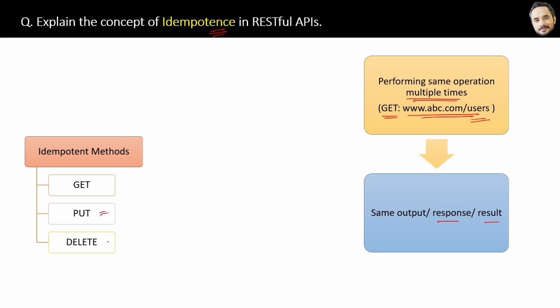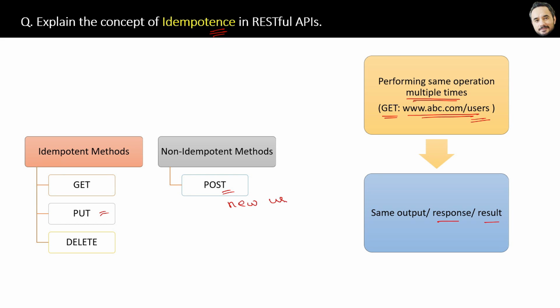So that is idempotent. Now, what are non-idempotent methods? For example, this POST method. Because if you send multiple POST requests with the same request body, then each time a new user with a new user ID will be created in the database, right?